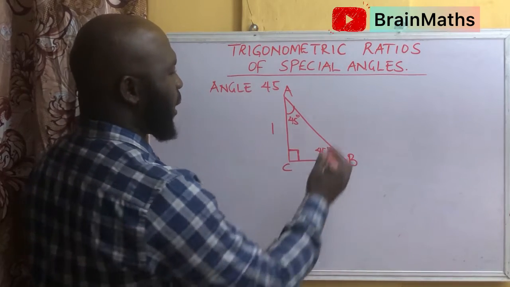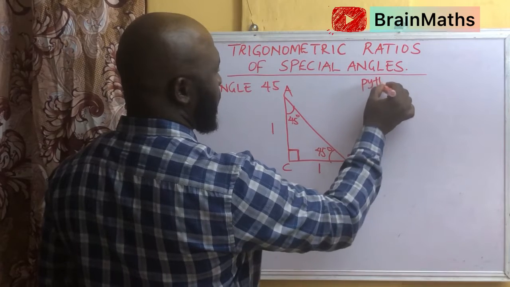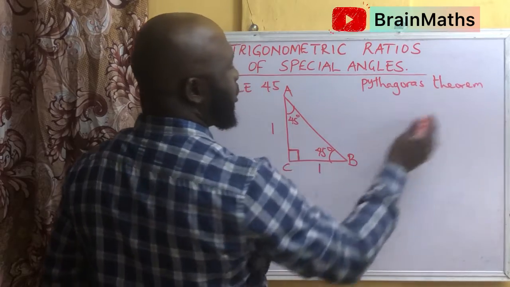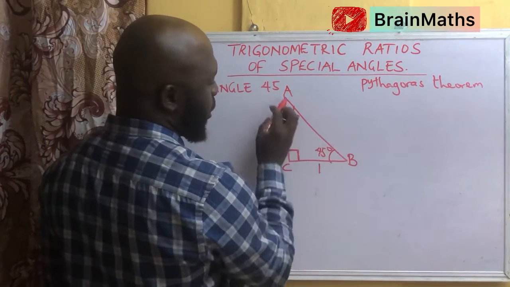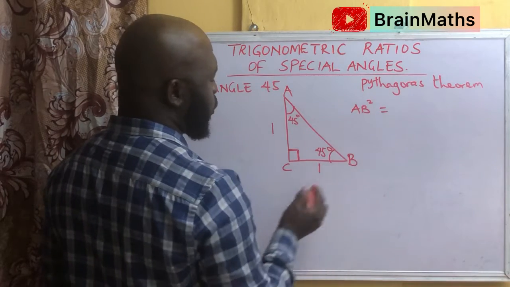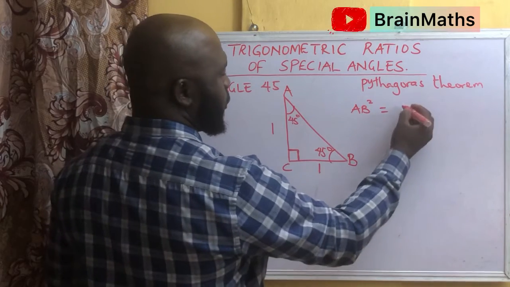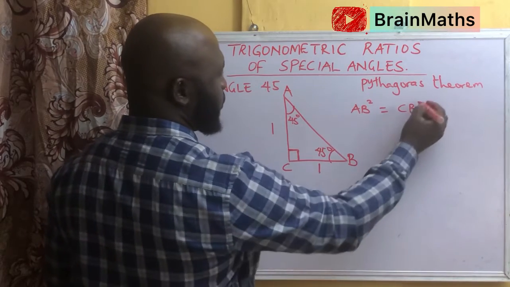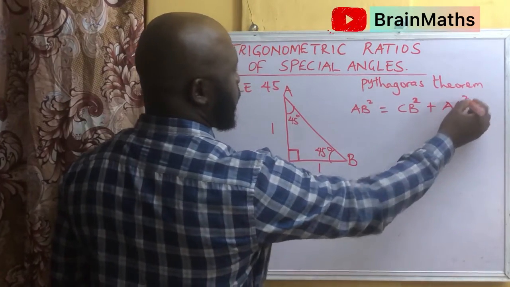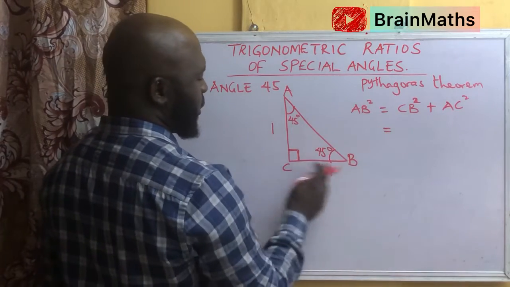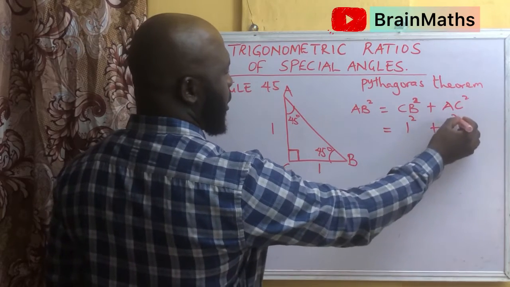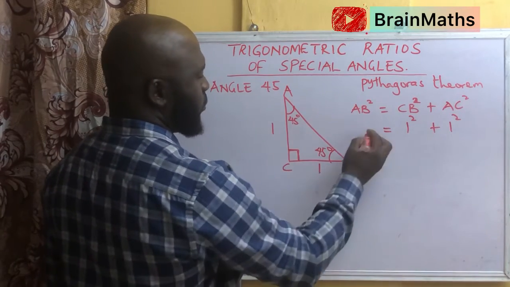So from Pythagoras theorem, Pythagoras theorem states that the square of the hypotenuse, which is AB, is equal to the sum of the squares of the two other sides, CB plus AC. So our AB is unknown, CB is 1 squared plus another 1 squared for AC.